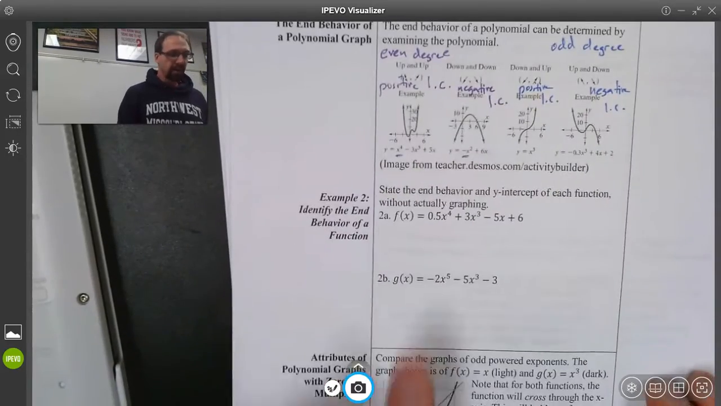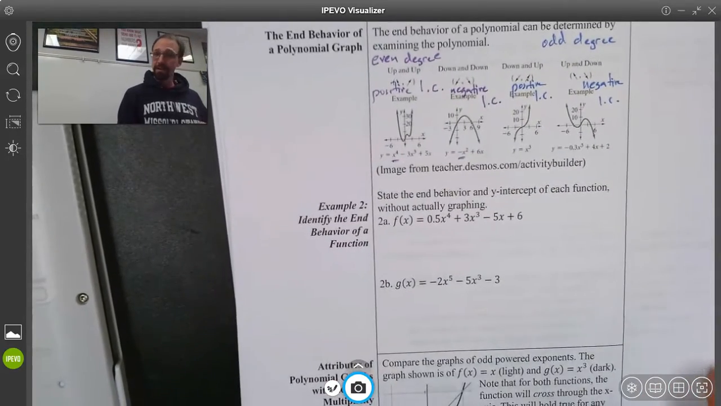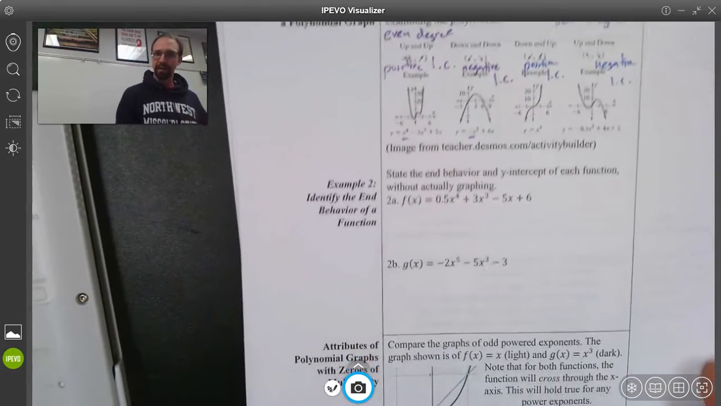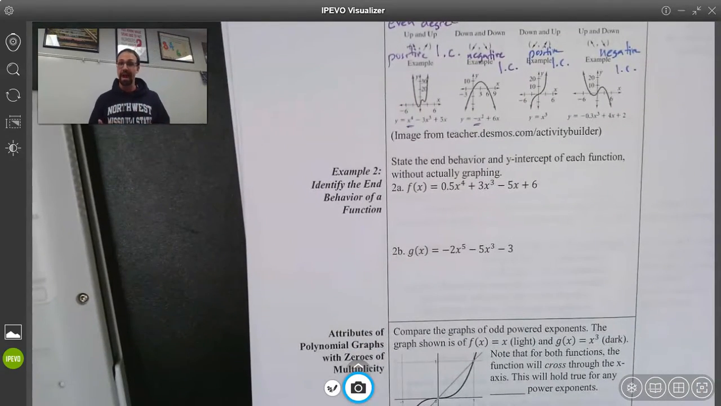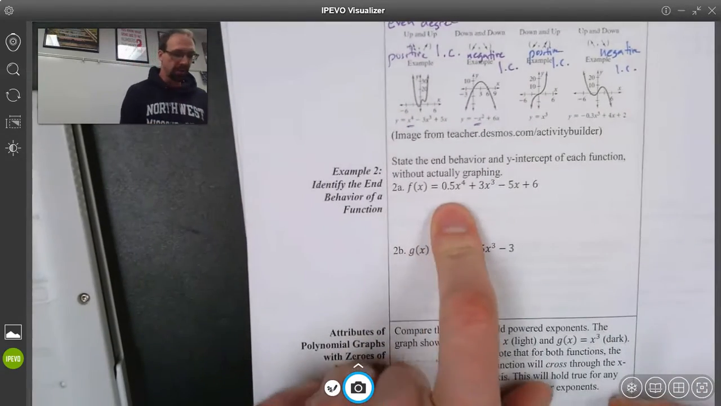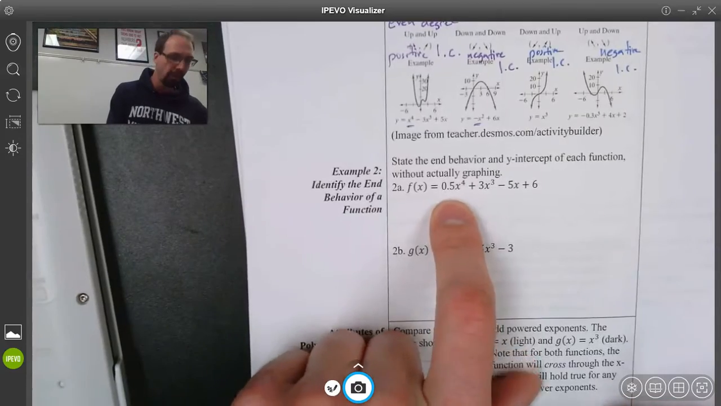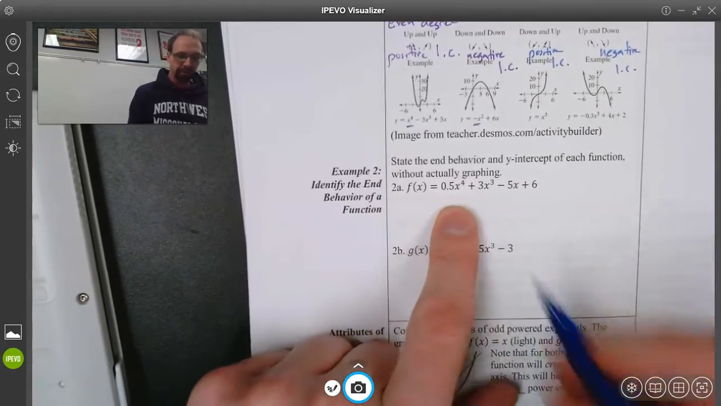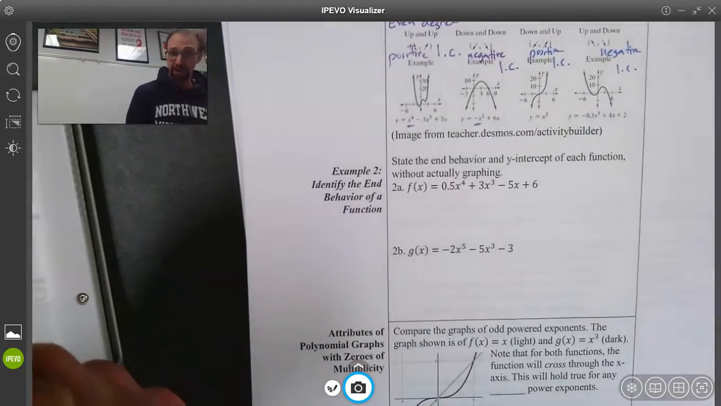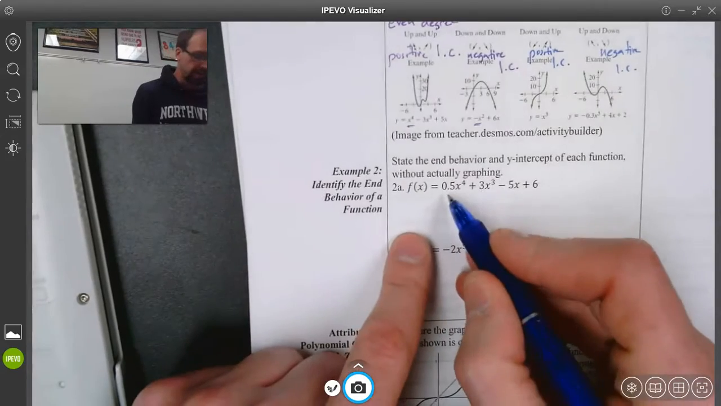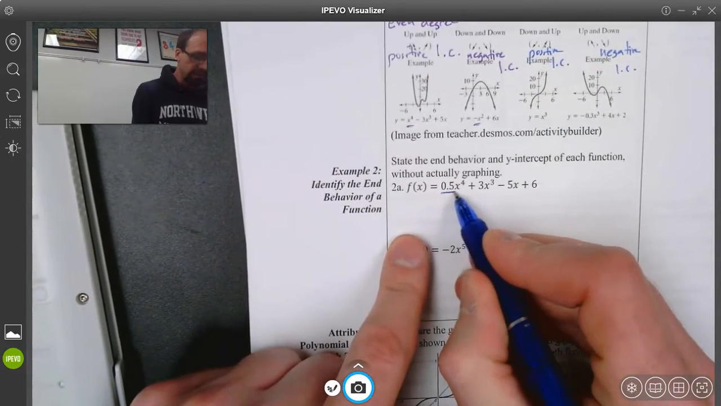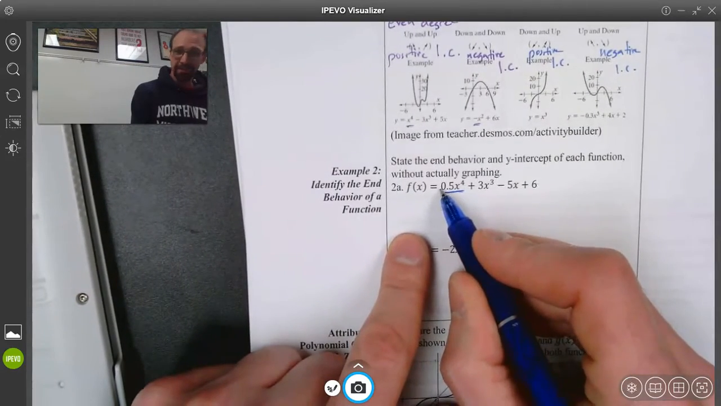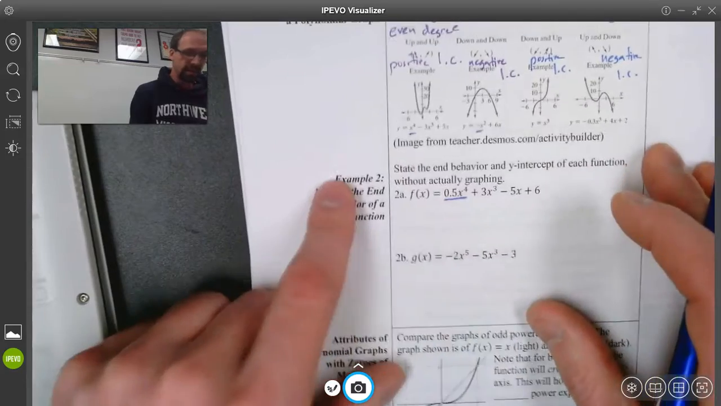So here, I want to know the end behavior and the y-intercept, without actually graphing it. So here we just need to look at the leading coefficient, 0.5 x to the fourth. This is in standard form. Check that first. Check to make sure it's in standard form first. So this one is a positive leading coefficient with an even degree.